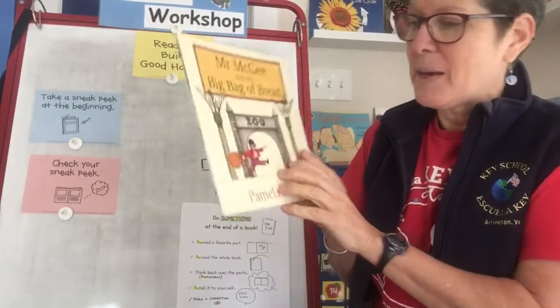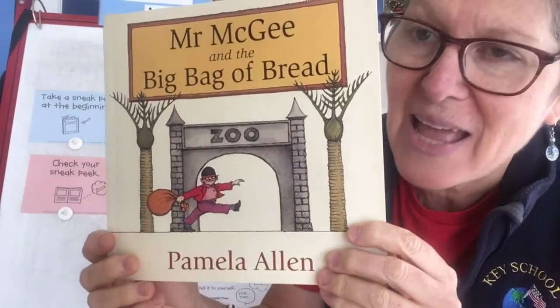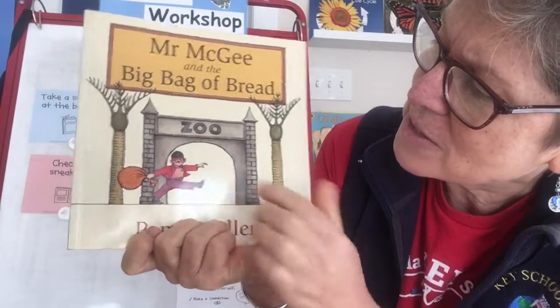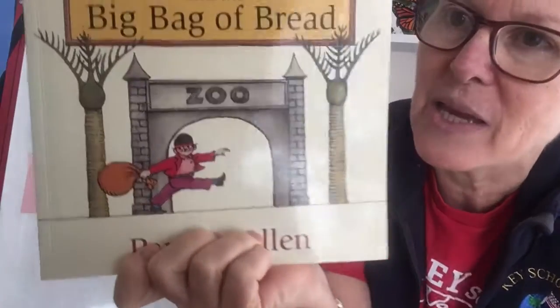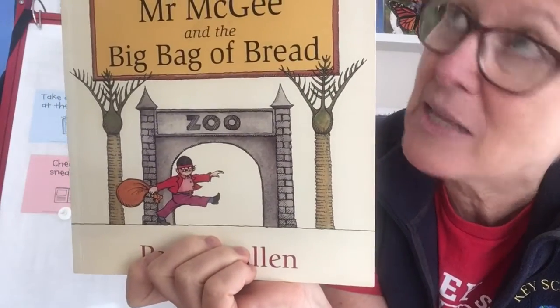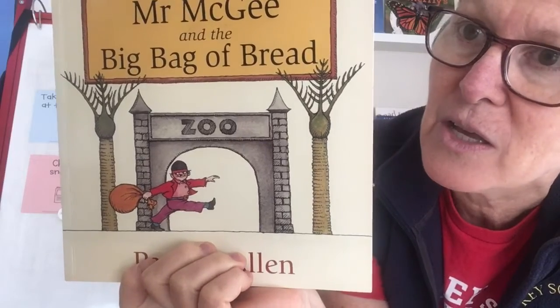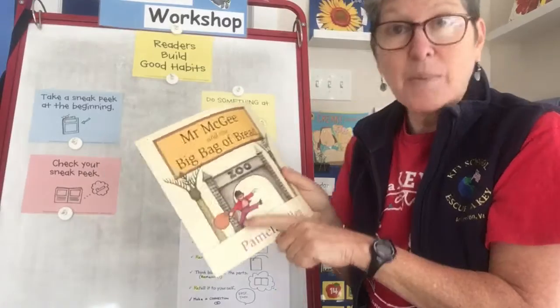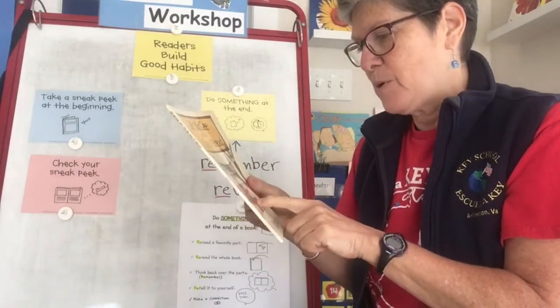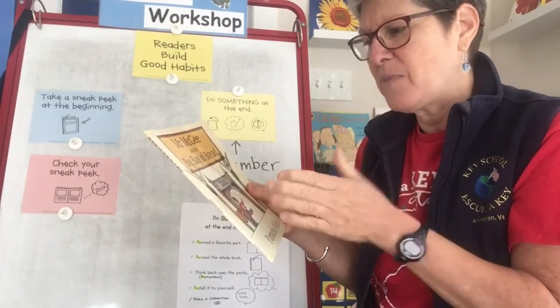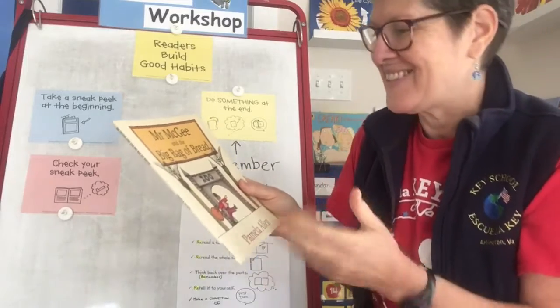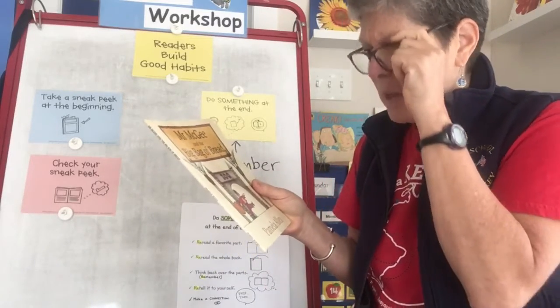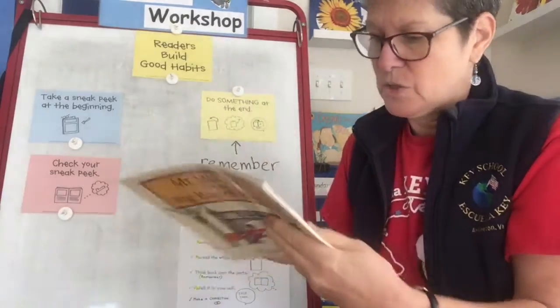McGee and the Big Bag of Bread. And I notice there's a guy walking along swinging a big bag full of something, and he's walking in front of the zoo. So when I'm sneak peeking, I think it's probably going to be about this person, and they're carrying something, maybe a bag of bread, because it says that in the title. And I notice maybe he's going to go to the zoo.